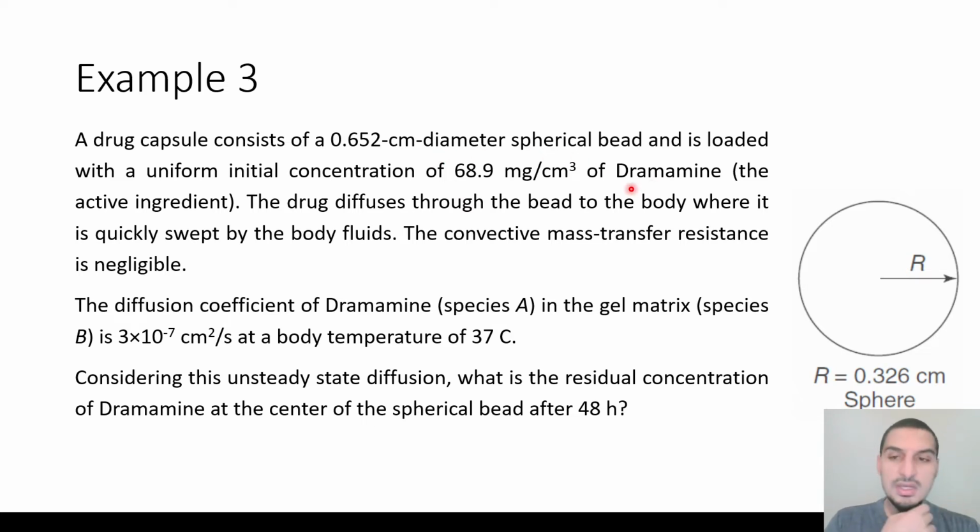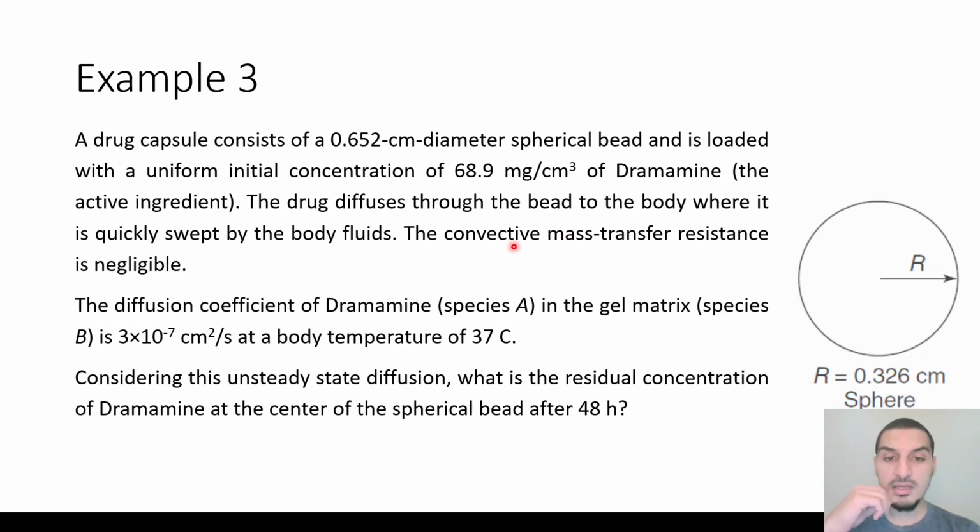It's just a drug, which is the active ingredient, species A, that's diffusing, and it diffuses through the bead to the body. So when you take this drug capsule, the active ingredient starts to diffuse from inside the capsule to outside, and then it's swept by the body fluid. And it says here it's quickly swept by the body fluid, which means that the concentration of the drug outside this spherical bead is 0.